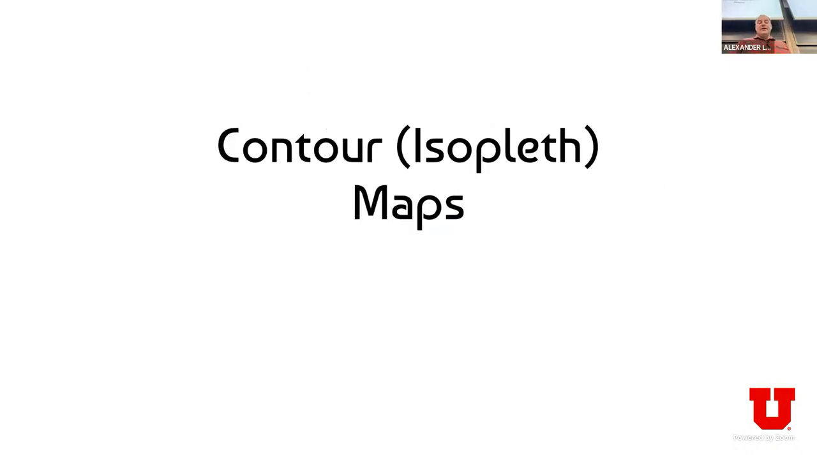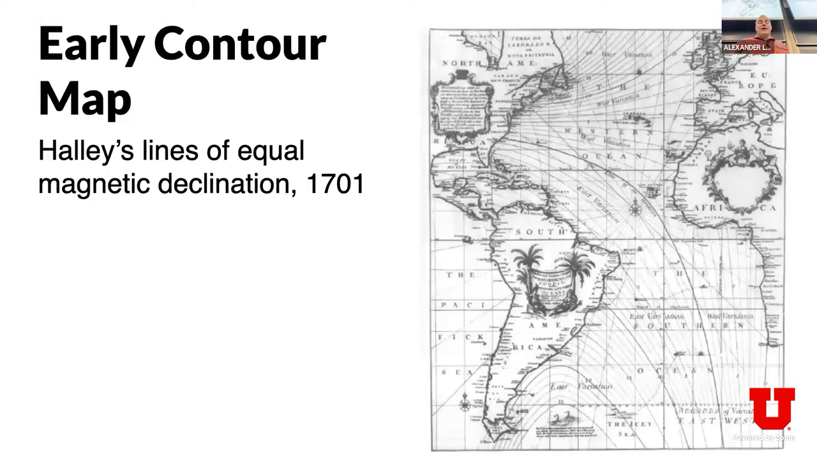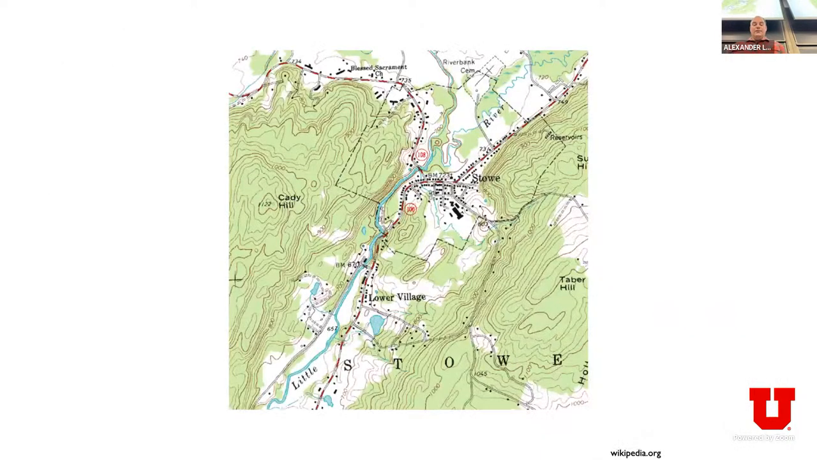Okay, contour plots or isopleth maps show you contours and visualize data with contours. This is useful for many cases. For example, here is a map of equal magnetic declination, right? The magnetic field isn't perfect. As you navigate around the world, you have to adjust a little bit for the magnetic field. And this is from 1701.